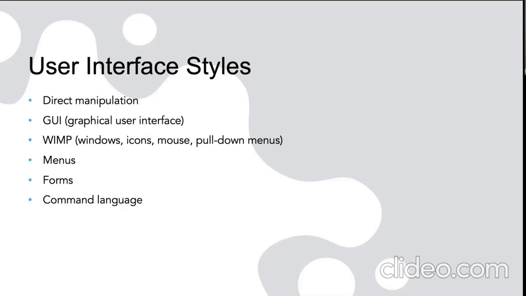And next, menus represent a list of options or commands that users can select from. They can be submenus, or they can be hierarchically arranged, or something like that. So these are most commonly found type of interface style.